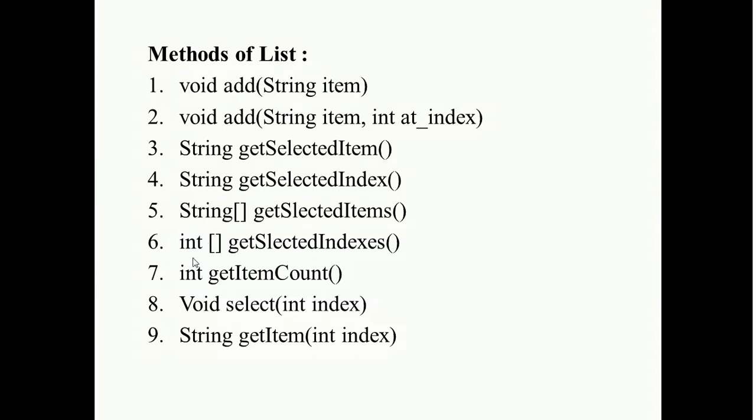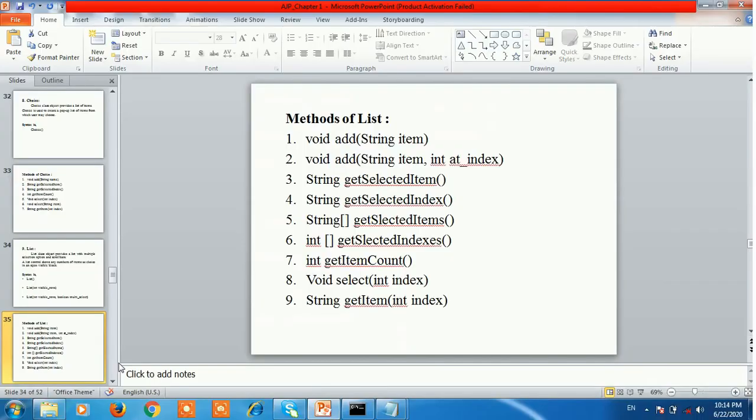The next method is select. Parameter is int index. This method sets the currently selected item specified by the index. And the last method, getItem. This method obtains the item name present in the specified index, means it returns the particular name of the item present at the specified index. These 9 are the methods of the list. Now see one example of the list.